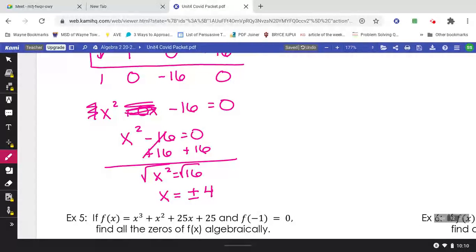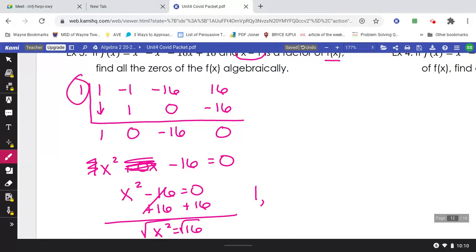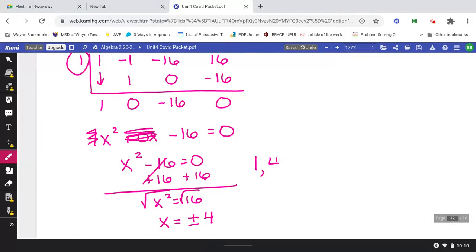So if I wanted to make a list of my final answers, I would have the 1 from the beginning, that one up there, as well as +4 and -4. Those are, again, what we call the zeros, which is just another word for answers.